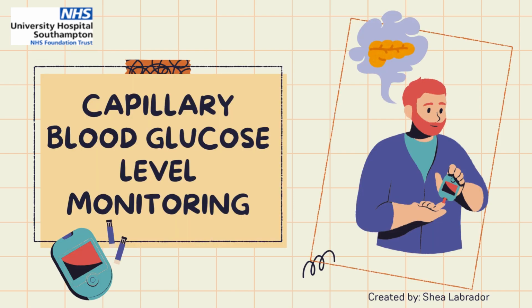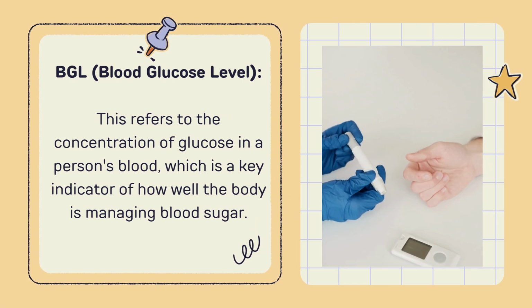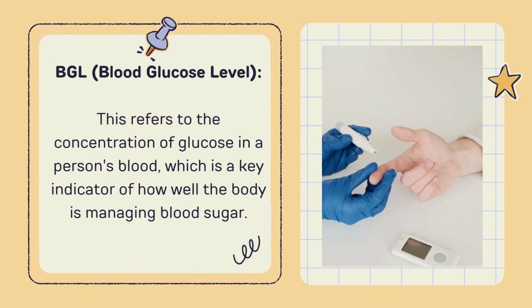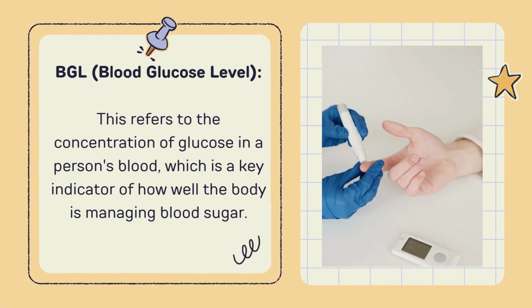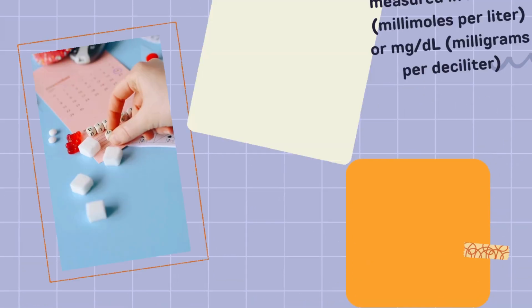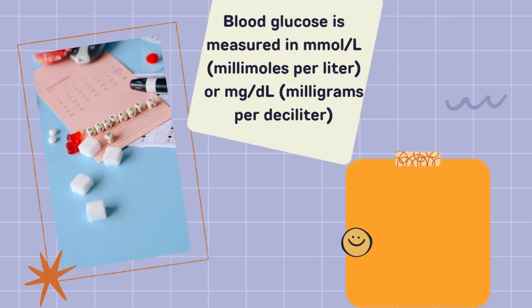Capillary blood glucose level monitoring. BGL or blood glucose level refers to the concentration of glucose in a person's blood, which is a key indicator of how well the body is managing blood sugar. It is measured in millimoles per liter or milligrams per deciliter. The target range for adults is 5 to 12 millimoles per liter.